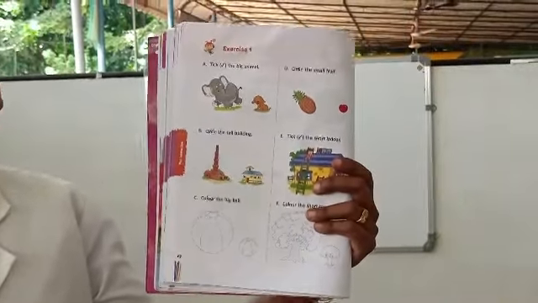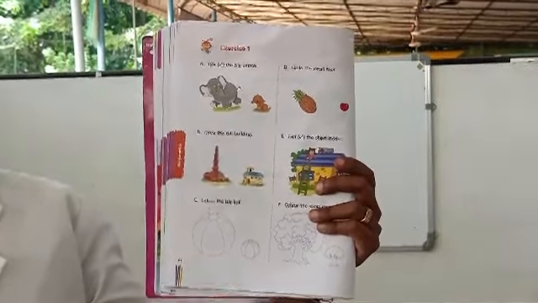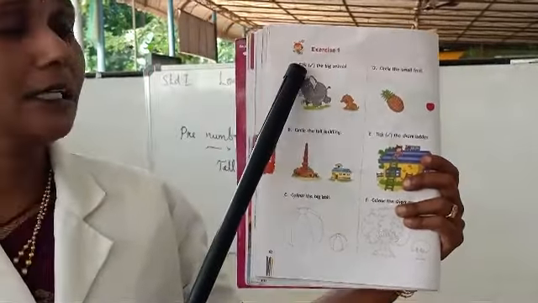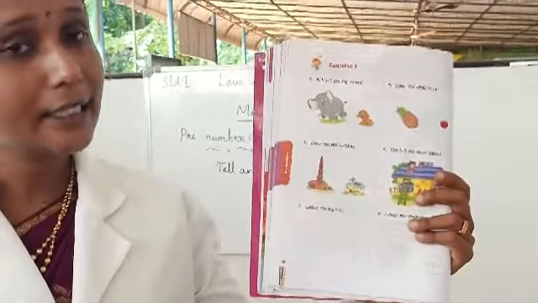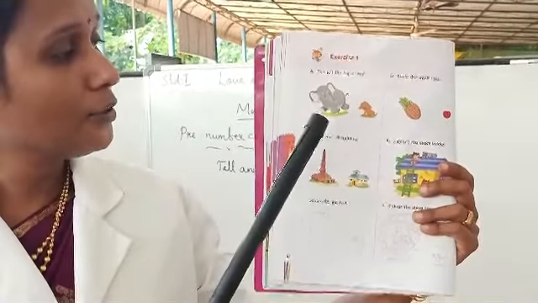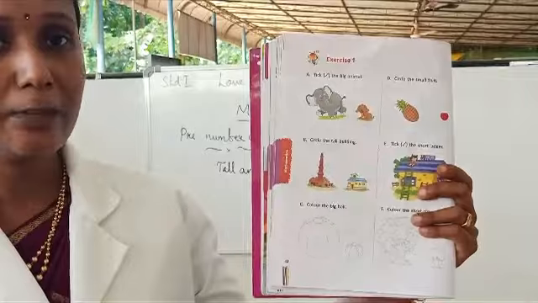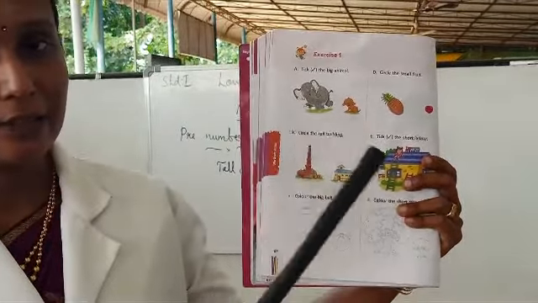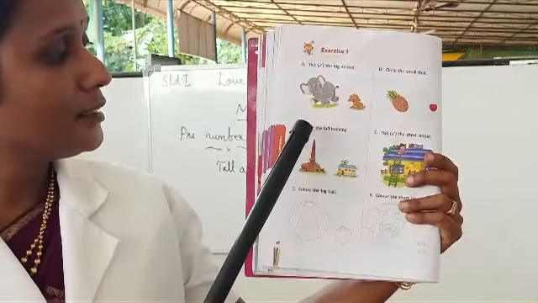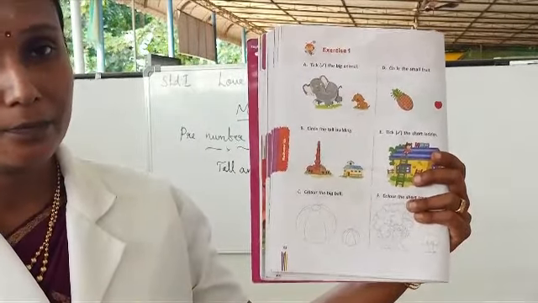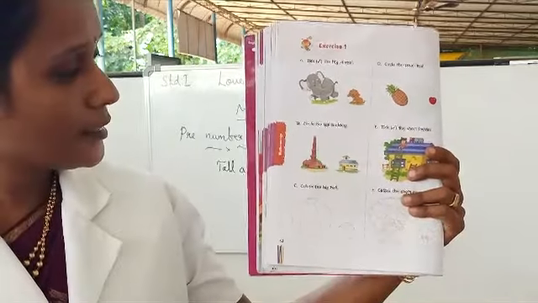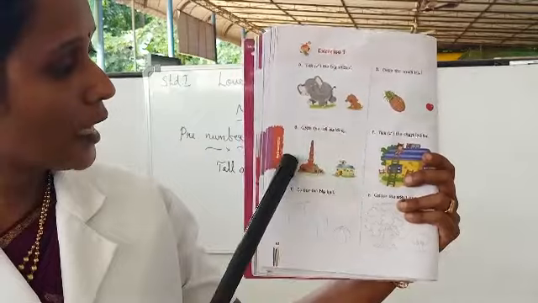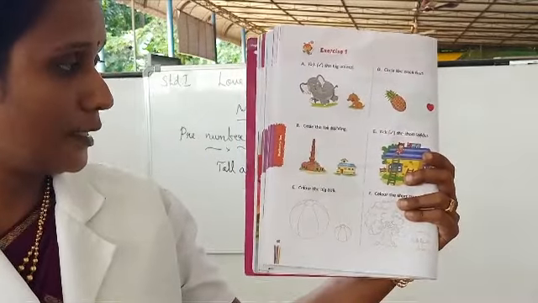Children, open your textbook and take page number 62. Page number 62, exercise 1, tick the big animal. There are two animals in the figure. Which one is the big animal? Elephant. So, tick elephant. Then, second question, circle the tall building. Which building is tall? Yes, the first one. So, circle the first building.